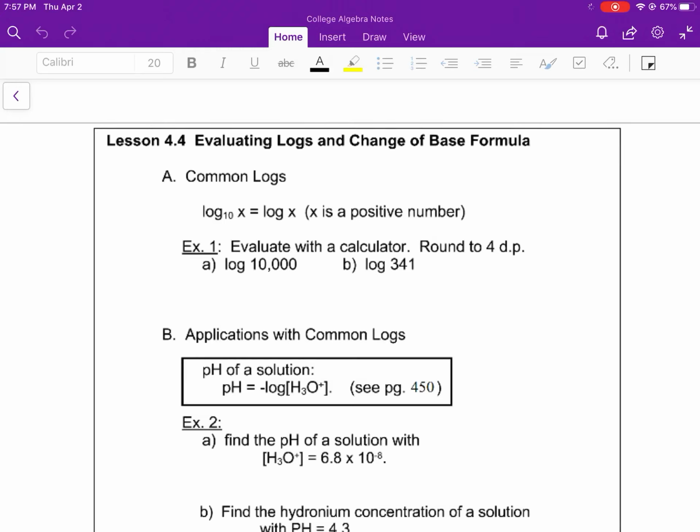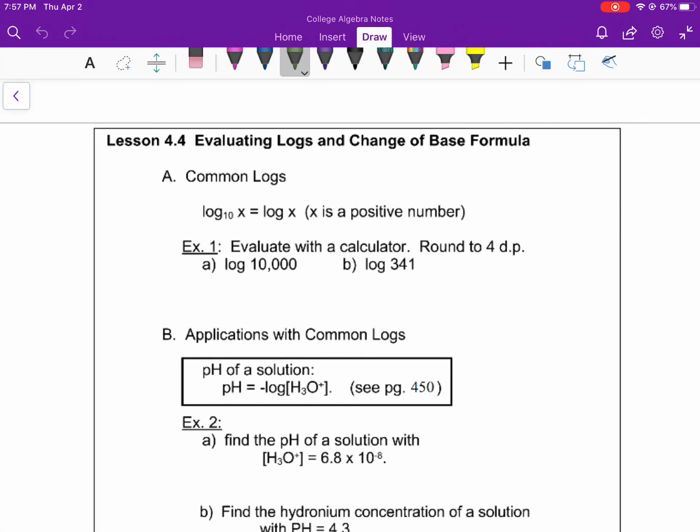Algebra. We're going to do lesson 4.4 today. This lesson starts off with a review of common logs. So a common log is any logarithm that has a base of 10. This is the log key that you see on your calculator. So when it says log on your calculator, that is base 10.